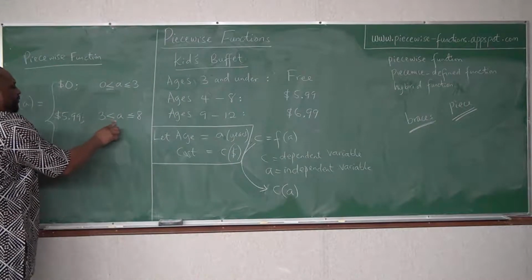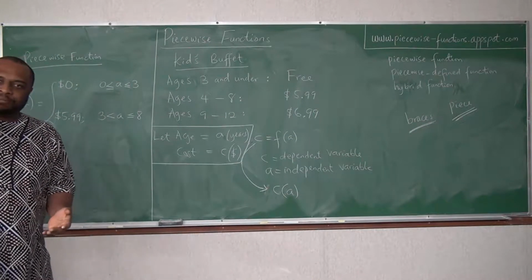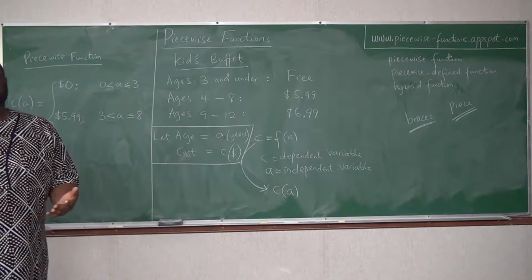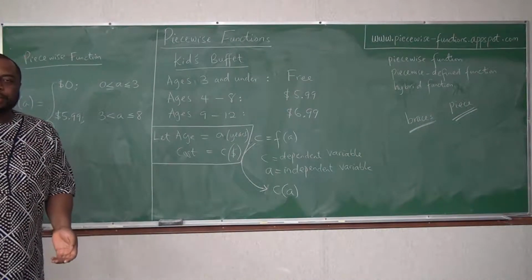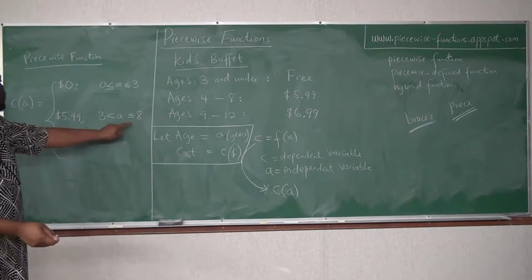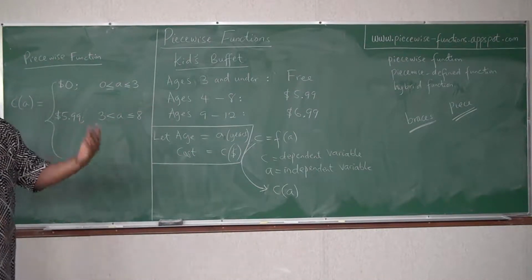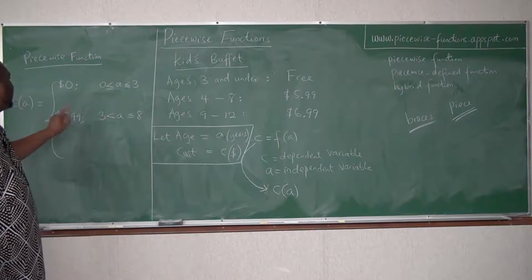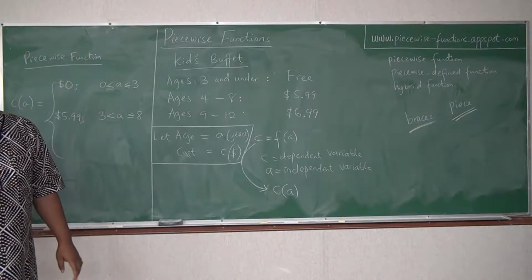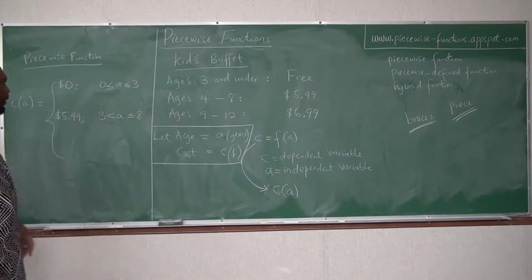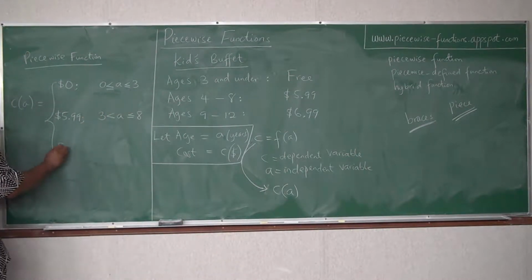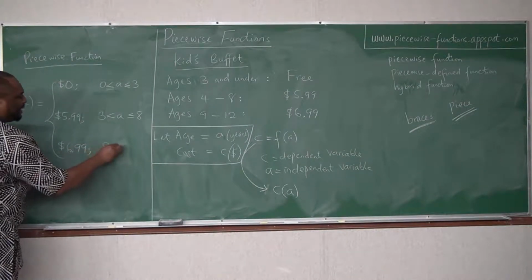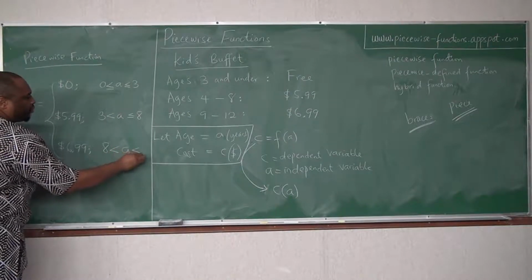So this 3 is included, and I cannot have it again here, because if the person is 3.1 years old, 3.2 years old, 3 years and how many months? If you have passed 3 years, then you have to include it here. From 4 to 8 years, pay $5.99. Let's forget about using ages as decimals. Now, the next one will be $6.99 for 8 less than A less than or equal to 12.